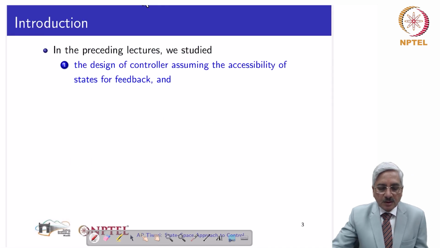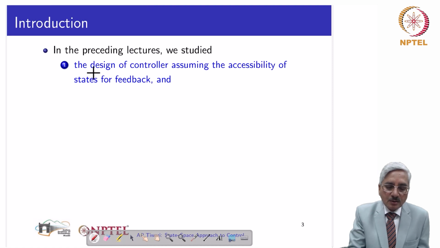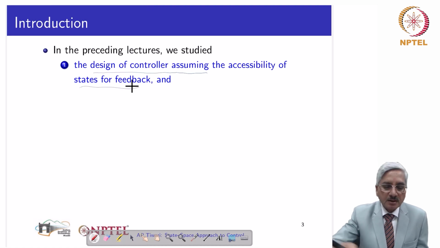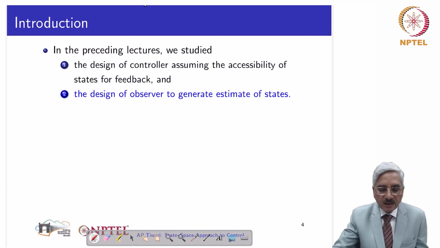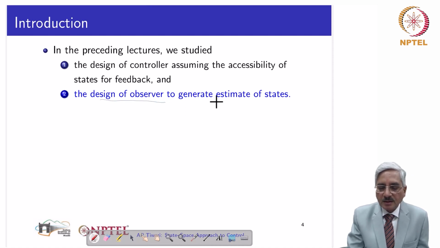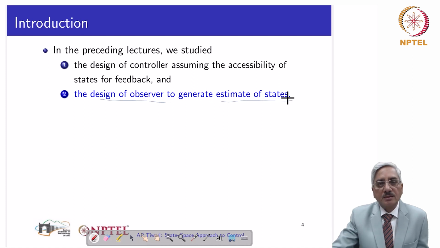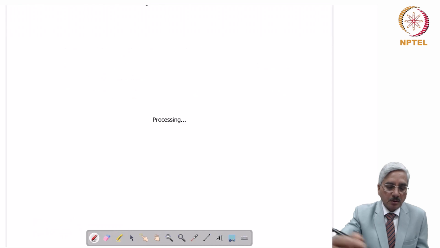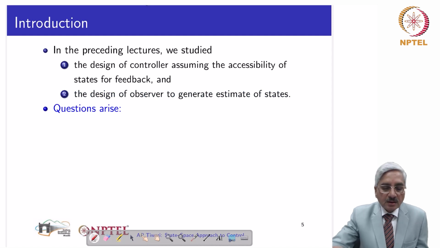So we had a controller design assuming accessibility of states for feedback. It was done independently without thinking about the observer, and then we designed the observer to generate the estimate of state variables of the system, either the full order or the reduced order. Now these are the questions.